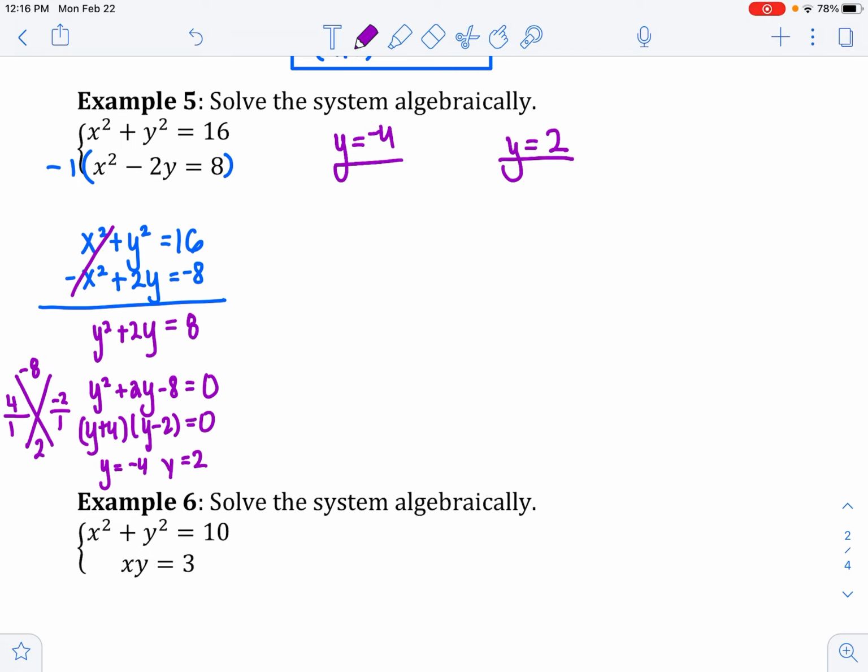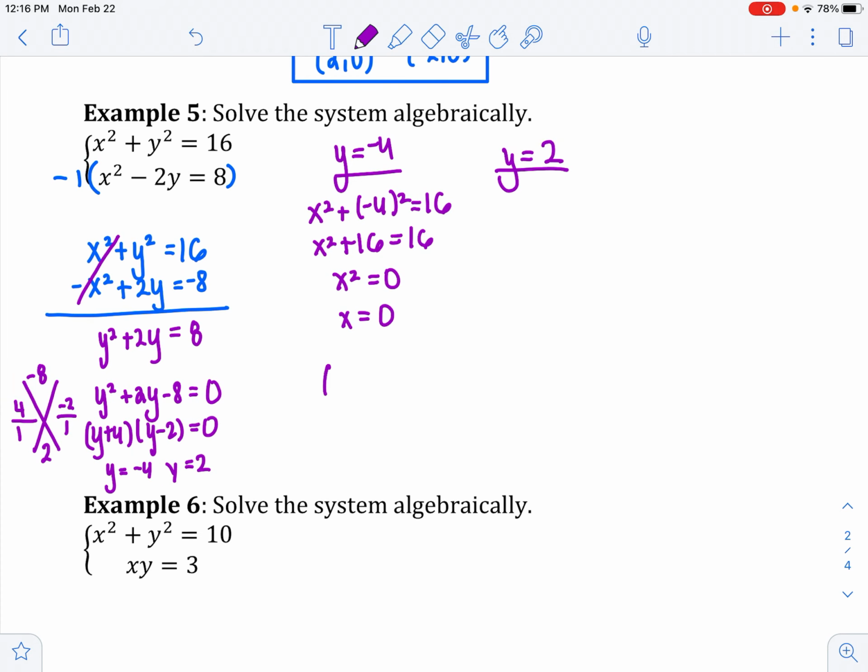All right, now I have to plug in those y values. y equals -4, y equals 2. Doesn't matter which one I plug it into? Nope, because they're both quadratics. So I'll just use the first equation. I'm going to do x squared plus -4 squared equals 16. x squared plus 16 equals 16. x squared equals 0. x equals 0. So I have 0, -4. Oops, I started a box already when I haven't got my other answer.